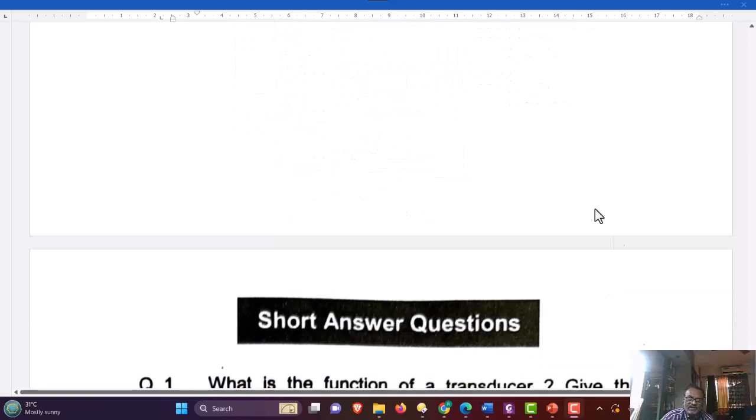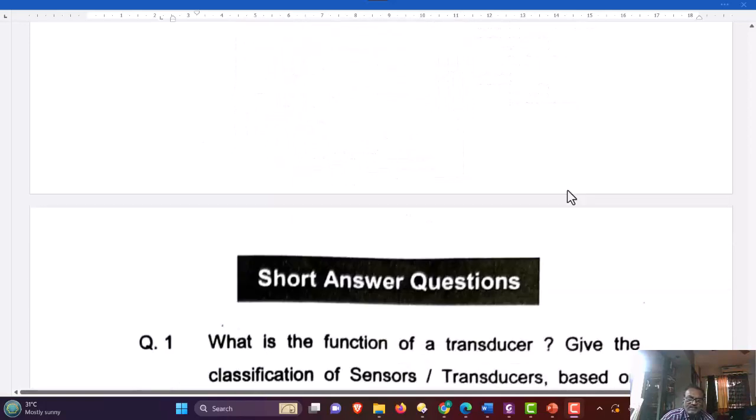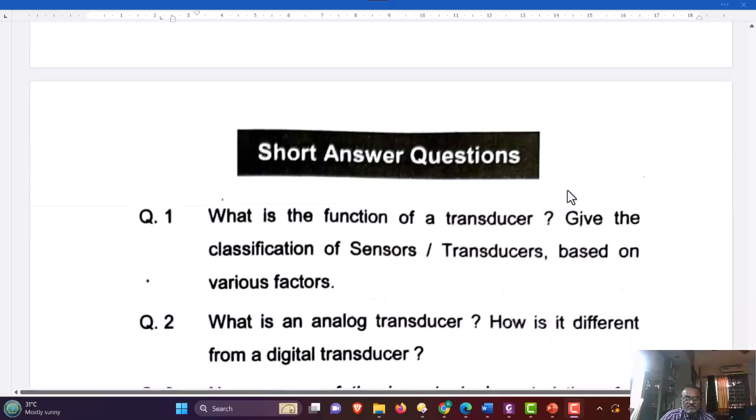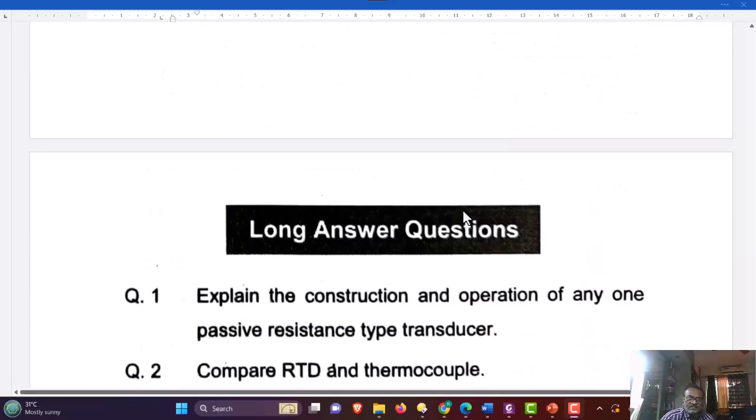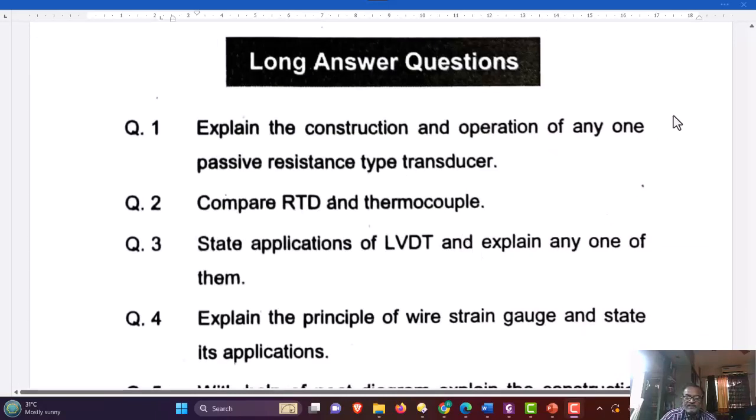That's all, friends, about the sensors. This ends unit number 5. Here there are some short answer questions and a long answer question for practice. So we will stop here.